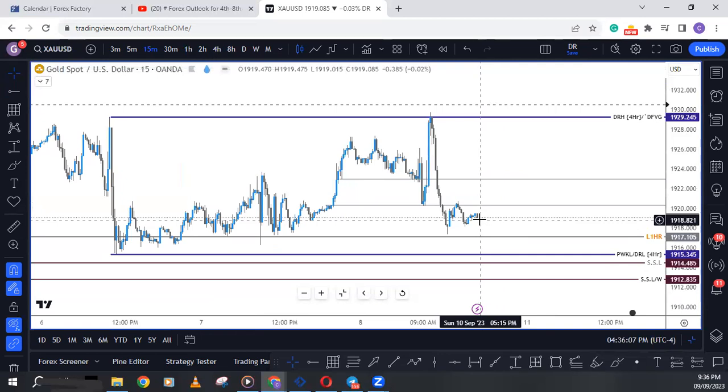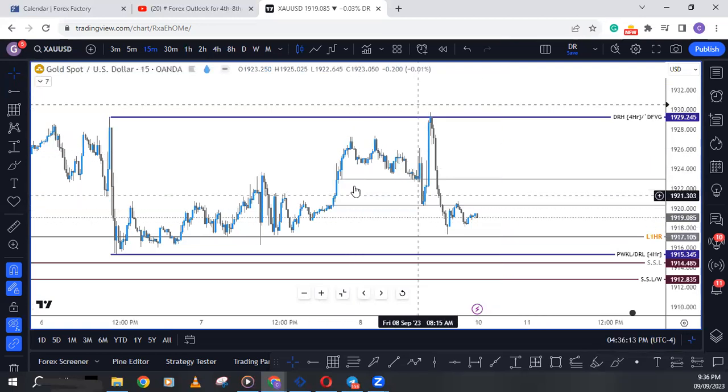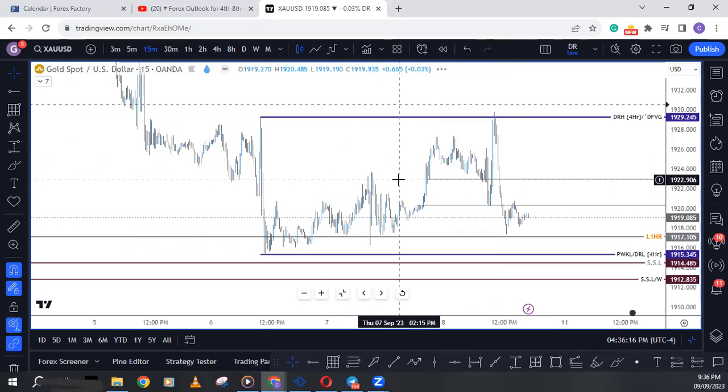So going into this new week, I'd prefer to see a rally first. A rally should be an opportunity for a sell, because this pair is still tilted to the downside. So I think that settles it.